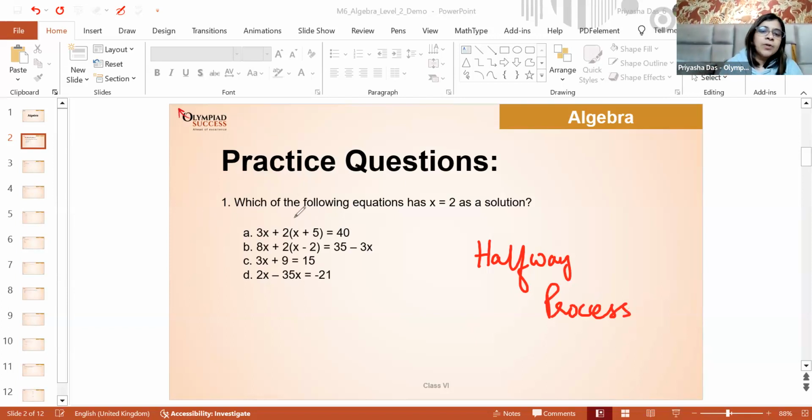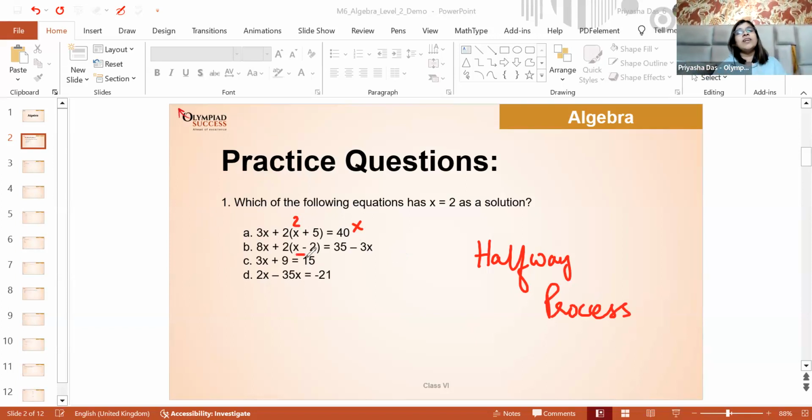For example, if I put the value of x as 2 here, I get the value of the bracket as 7, and 7 into 2 is 14, and 14 plus 3 into 2 will be 6. I know 14 and 6 are nowhere going to make a number as big as 40. So this is out. I will not do this complete calculation at all. All the things are happening in my mind.